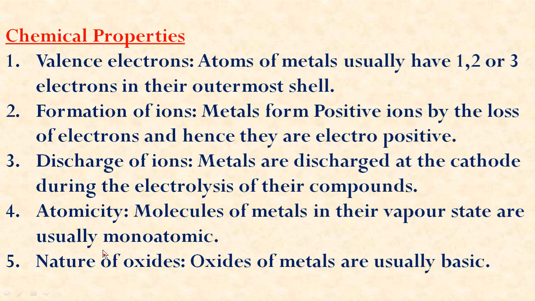But you already know that gaseous chlorine, bromine and iodine have atomicity 2, so they are called diatomic. Here metals are monoatomic in nature. The last one, nature of oxides: oxides of metals are usually basic in nature. So, these are the 5 chemical properties of metals.